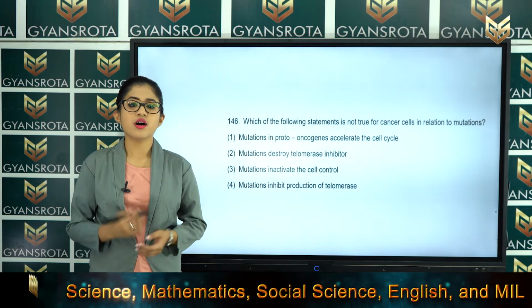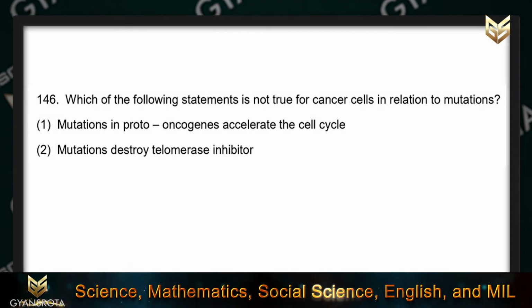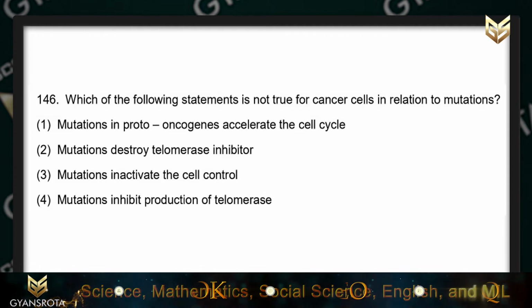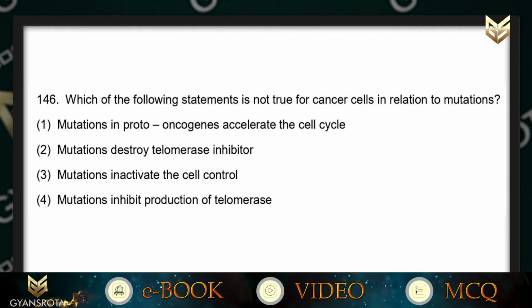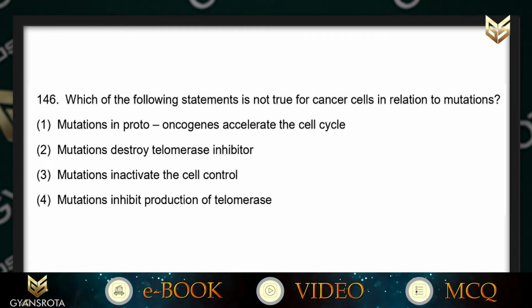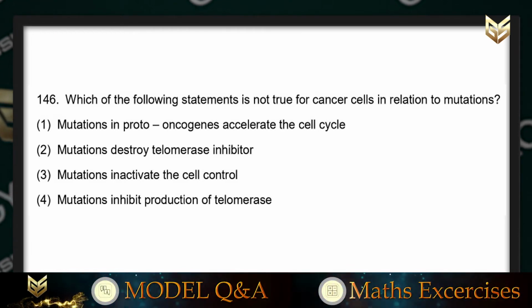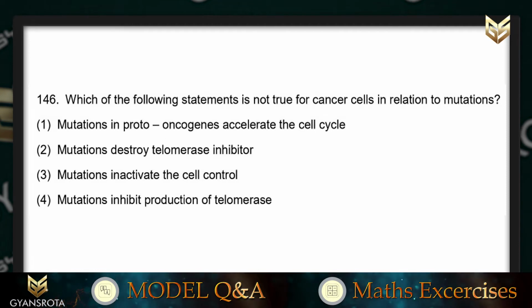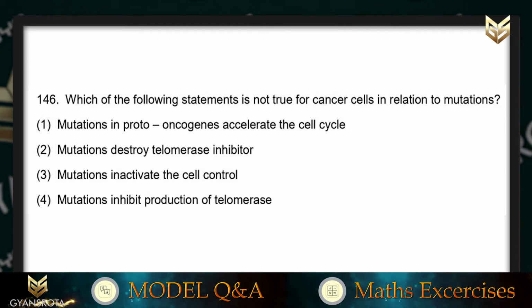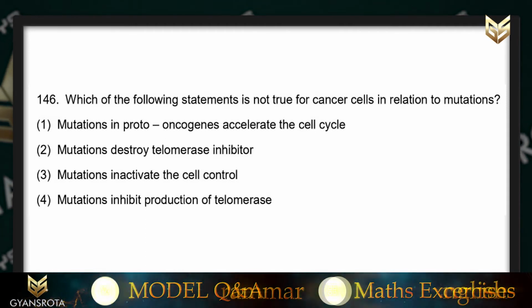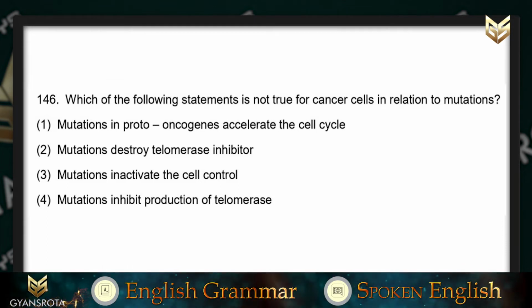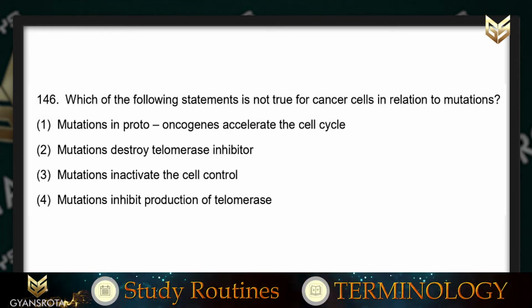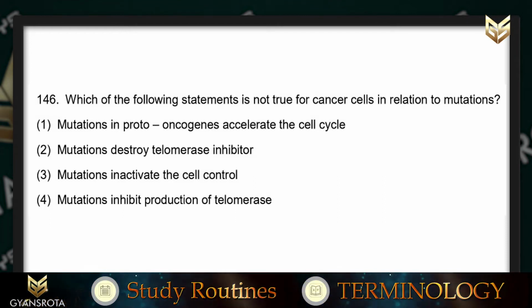You can see here, which of the following statements is not true for cancer cells in relation to mutations? There are 4 statements given. Mutations in proto-oncogenes accelerate the cell cycle. Next is mutations destroy the telomerase inhibitor, and the third is mutations inactivate the cell control, and the fourth is mutations inhibit the production of telomerase.